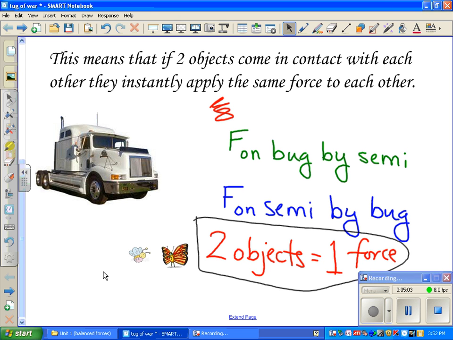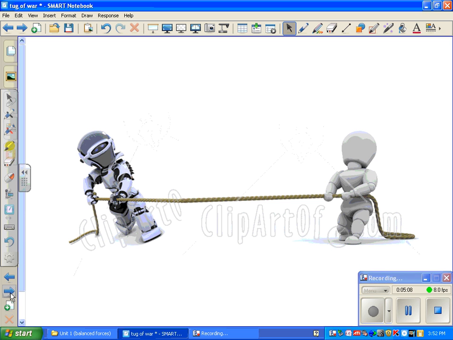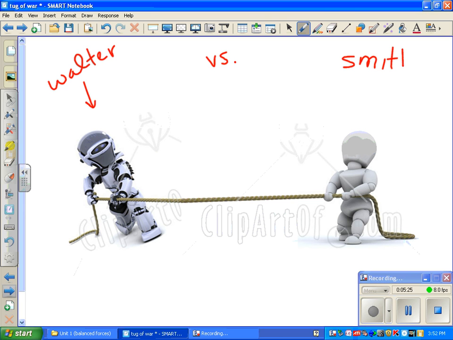So let's just check this out with some finer understanding here. We've got a little tug of war, and we've got Walter versus Smith. What can I say? I just bought furniture. So we've got Walter versus Smith. They're in a tug of war contest. So let's just think about this. Walter's pulling on Smith. We only have two objects.